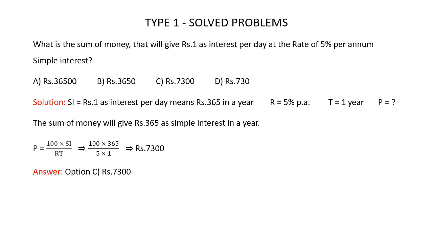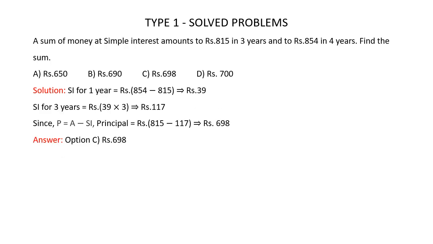Now substituting all these values in the formula here, we get P is equal to 100 multiplied by 365 divided by 5 multiplied by 1. On solving this, we get P is equal to rupees 7,300. So the sum of money is rupees 7,300. The correct answer is option C, rupees 7,300.